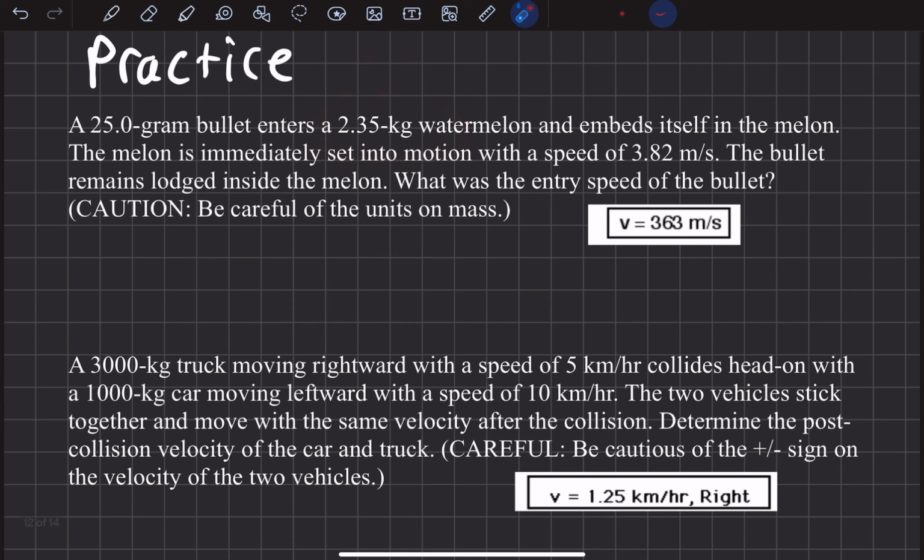The second practice problem, we have a 3,000 kilogram truck moving to the right with a speed of 5 kilometers per hour, and it collides head-on with a 1,000 kilogram car moving to the left with a speed of 10 kilometers per hour. The two vehicles stick together and move with the same velocity after the collision. So again, perfectly inelastic collision. Determine the post-collision velocity of the car and the truck. Now be careful of the plus and minus sign on the velocity of the two vehicles. For both these problems, I have given the final answer, but you have to do the work.